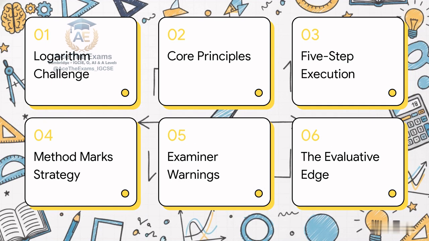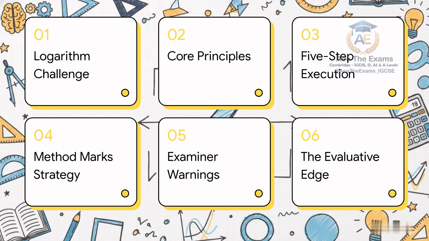Okay, so here is our masterclass roadmap for dominating the 0606 syllabus today. We're going to start by tackling the logarithm challenge head-on. Then we'll move into mastering core principles, followed by laying out a very specific, actionable 5-step execution plan. After that, we're diving into the absolute lifesaver, securing method marks. We'll also review the top examiner warnings, literally the exact things graders are begging you to stop doing. And finally, we'll sharpen what I call your evaluative edge. Let's get straight into it.